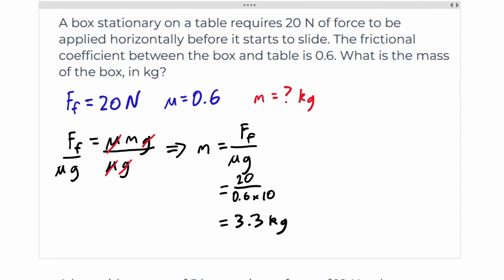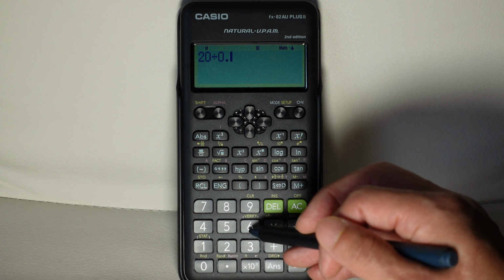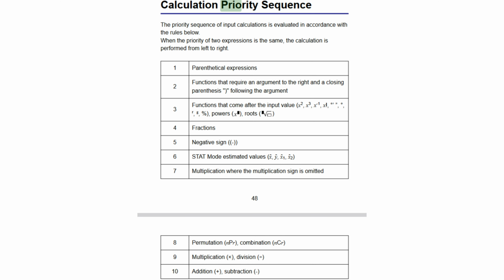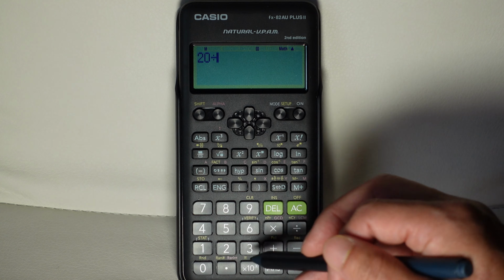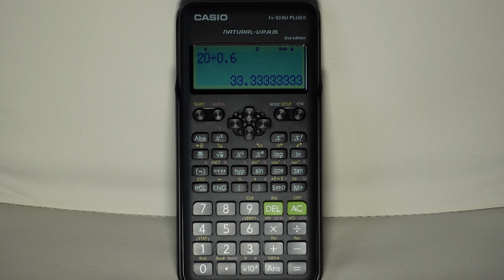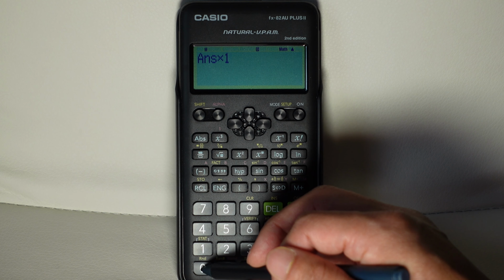Now let me also show you why I like to use the fraction button. I want you to enter in 20 divided by 0.6 times 10. You will get an answer of 333.33. This is wrong, but why do we get this answer? Because multiplication and division have the same priority order of operations in a Casio calculator. It will simply perform calculations from left to right. So it will do 20 divided by 0.6, which is 33.33, then multiply this answer by 10.